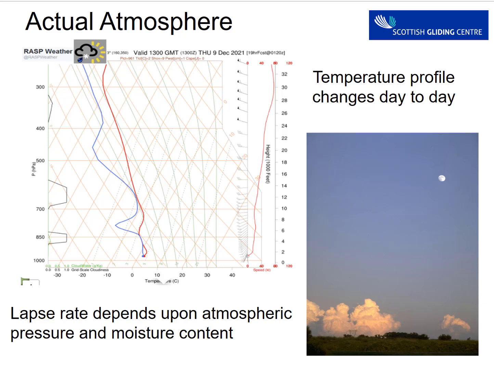And this is what's known as a tephigram, which shows us the variation. In this case it's from RASP, so it's a forecasted value. It shows us how the temperature is forecast to change with height, and we see that it doesn't exactly follow what the International Standard Atmosphere says.